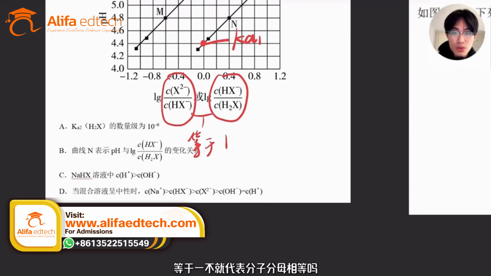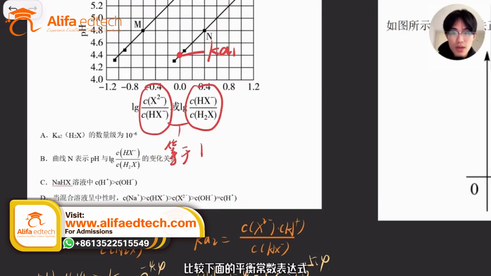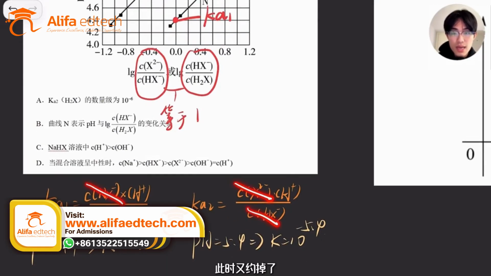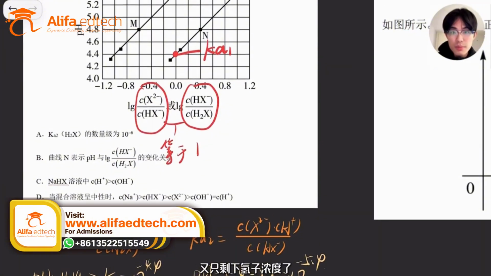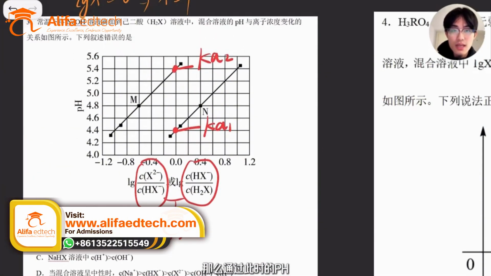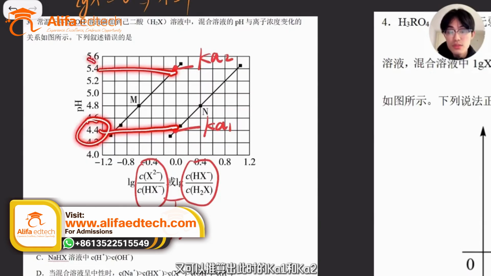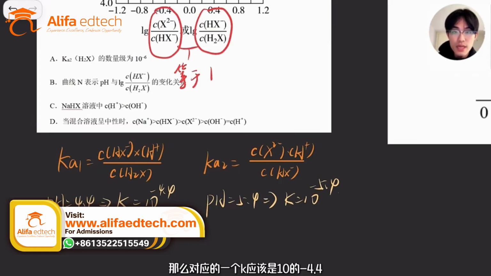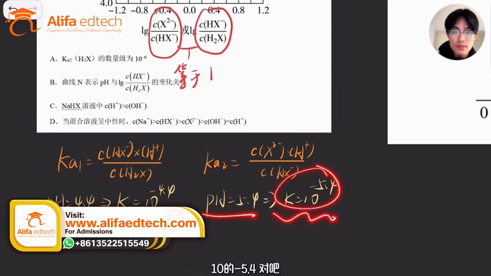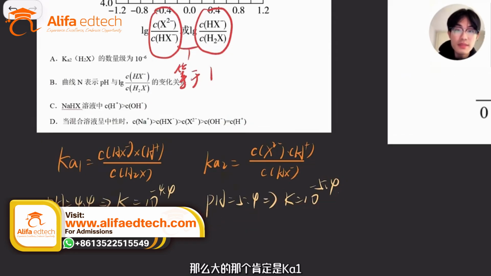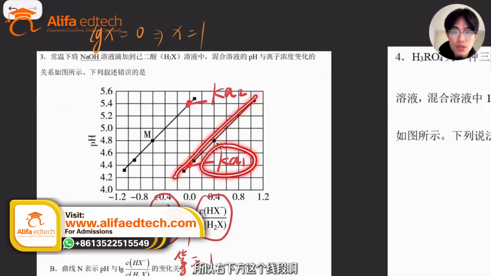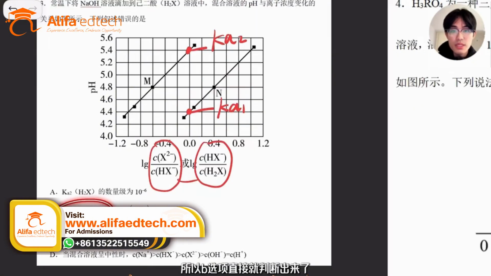So if you look at the equilibrium constant expression below, when they are equal, they cancel out, leaving only the hydrogen ion concentration. So using the pH at this point, we can again calculate the Ka1 and Ka2. The corresponding K should be 10 to the power of negative 4.4, and the other is 10 to the power of negative 5.4, right? So the larger one must be Ka1, and the smaller one is Ka2. Therefore, this line segment in the bottom right should correspond to Ka1, and the one in the top left should be Ka2. So we can determine option B directly.